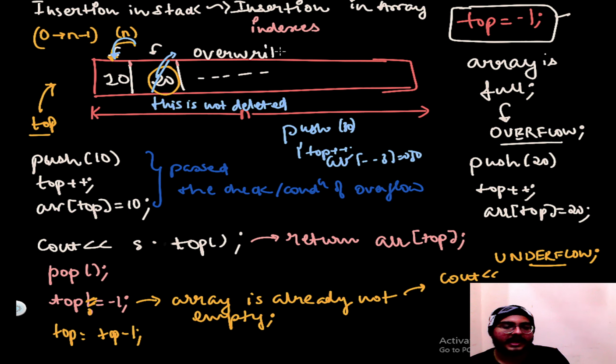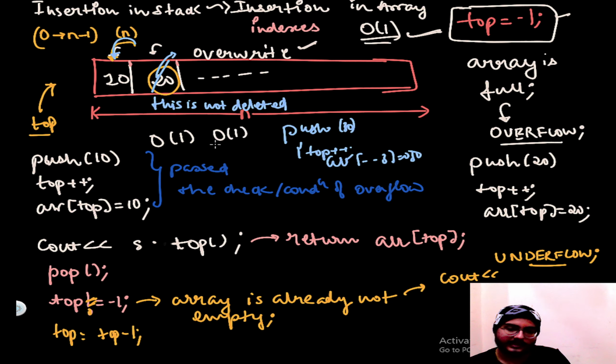In this way, I am just putting my top pointer to the back and doing the work, right? Now, other functions like is empty and is full, we will see in the next few videos. But you can see that top element accessing is big O of 1, pop is big O of 1, push is big O of 1. So we are doing the work in big O of 1 time.